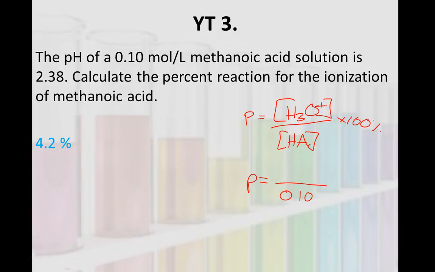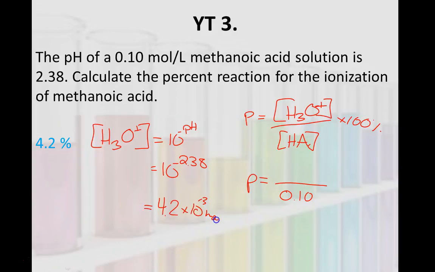How do I figure out the hydronium ion concentration? Right, I use the pH, and so we use our formulas from Chem 20. To figure out the hydronium ion concentration, it's 10 to the negative pH. So 10 to the negative 2.38 gives me 4.2 times 10 to the negative 3 moles per liter. And that goes here then. So 4.2 times 10 to the negative 3.